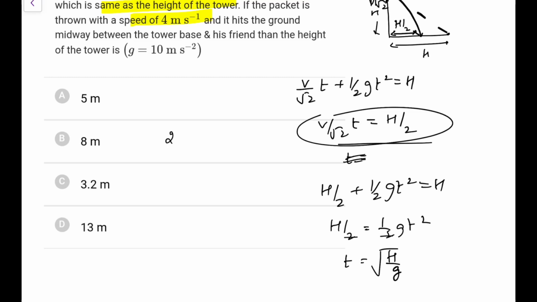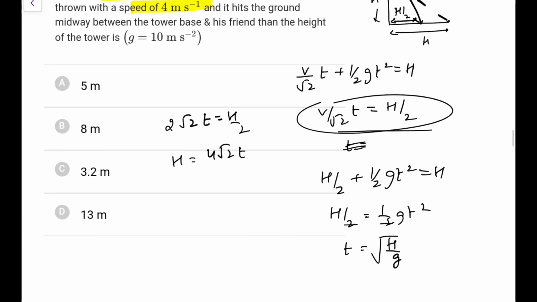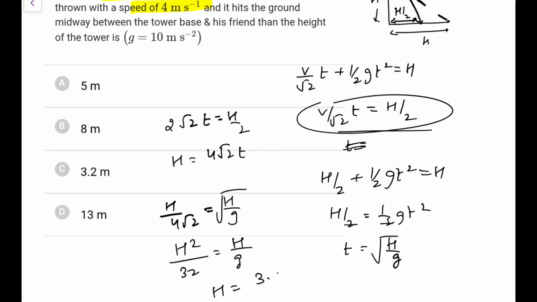And from here also we could have done something: 2 root 2 t is equal to h by 2. So I can say h is equal to 4 root 2 t. So from here t can be written as h upon 4 root 2. So h upon 4 root 2 is equal to root h by g. If I square it, h square upon 32 is equal to h by g. So h is directly coming out as 3.2 meters. Directly you can go for option C. Just to do it more smartly, I think you could do better than me.